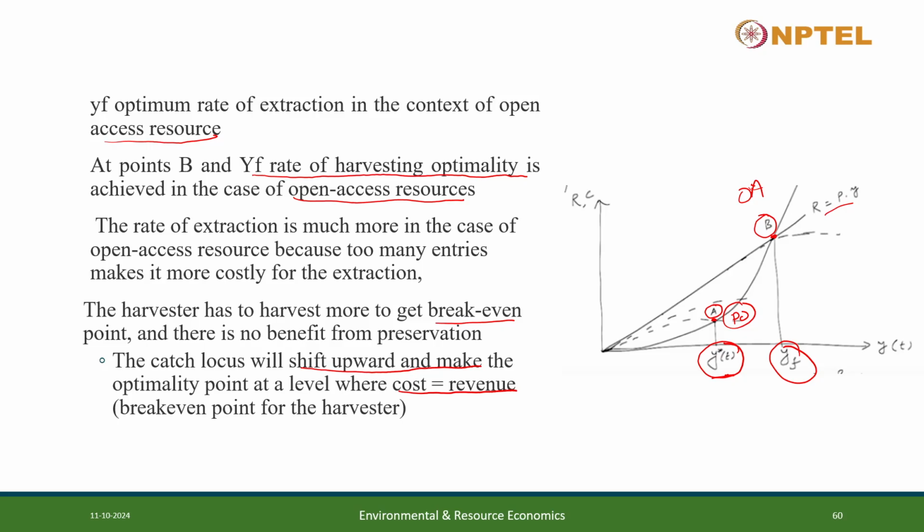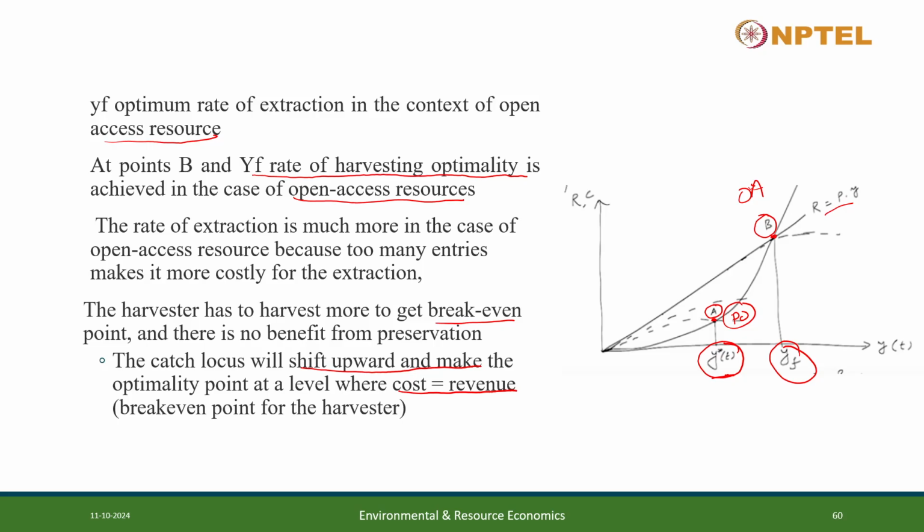So the harvester has to harvest more to make more benefit, because there is more entry into the market and more competition. Therefore, the extraction rate is more. So, any discussion or any comment on this?